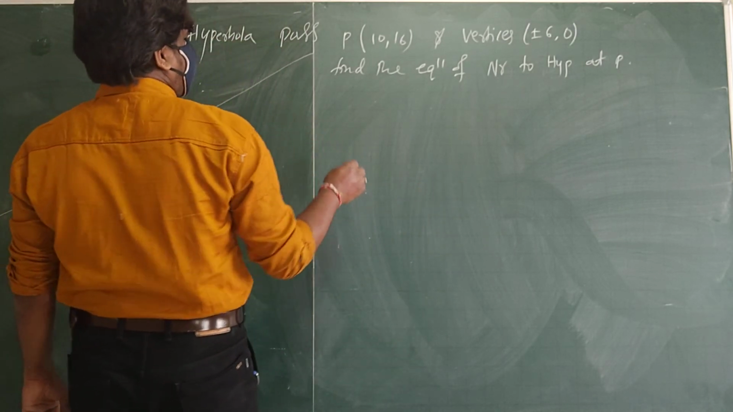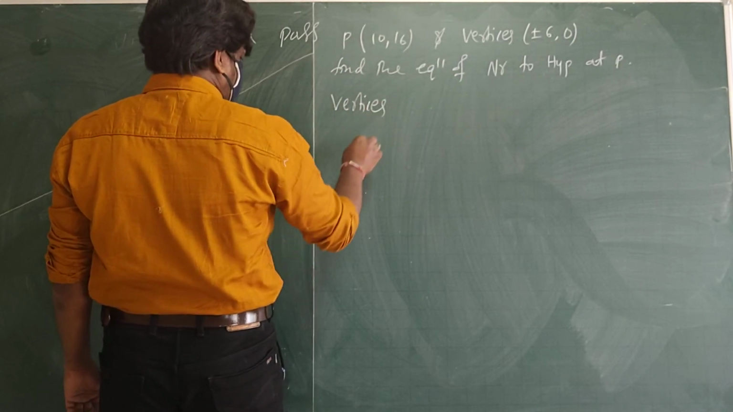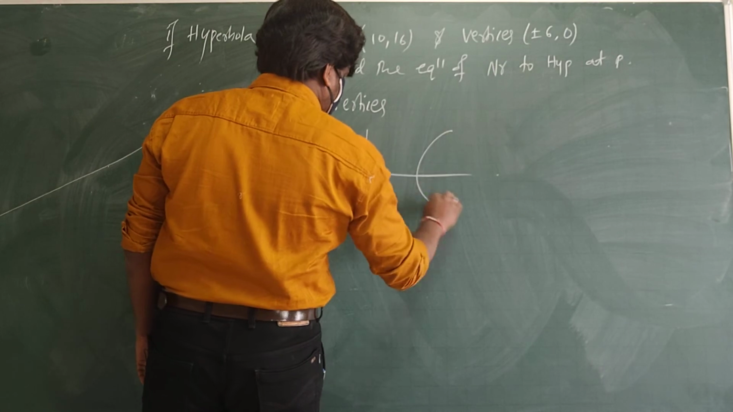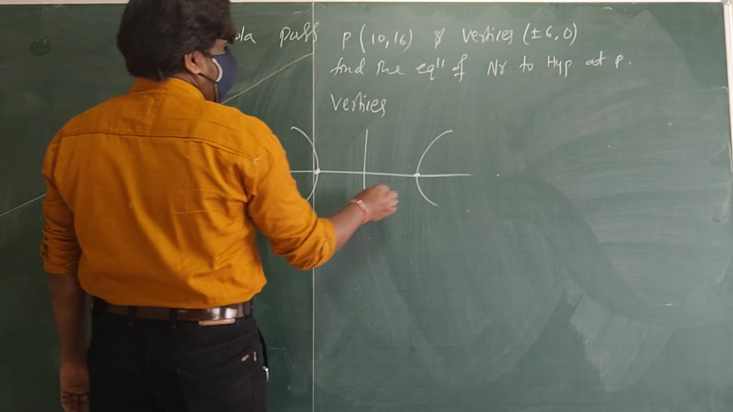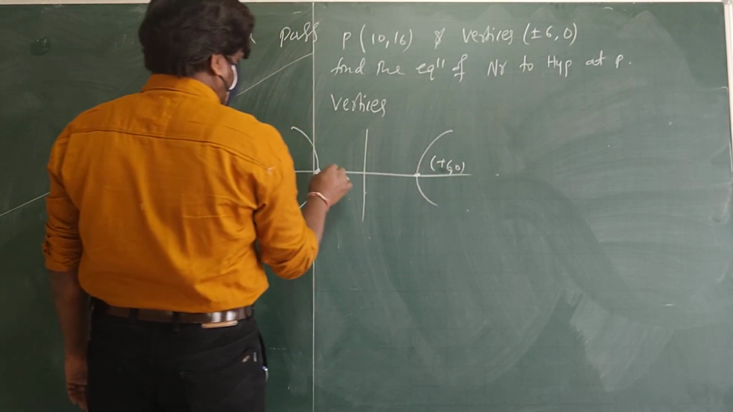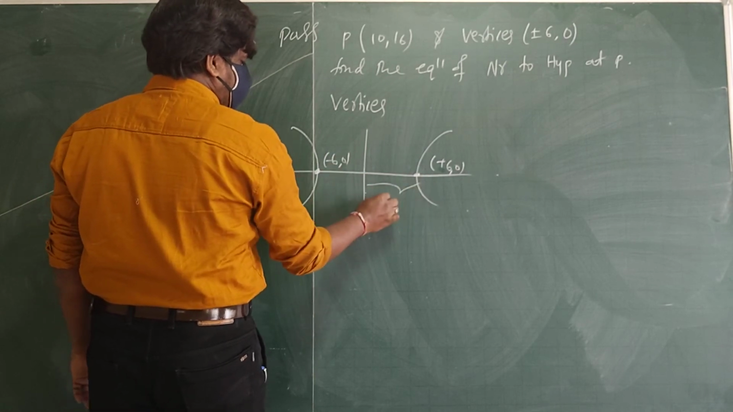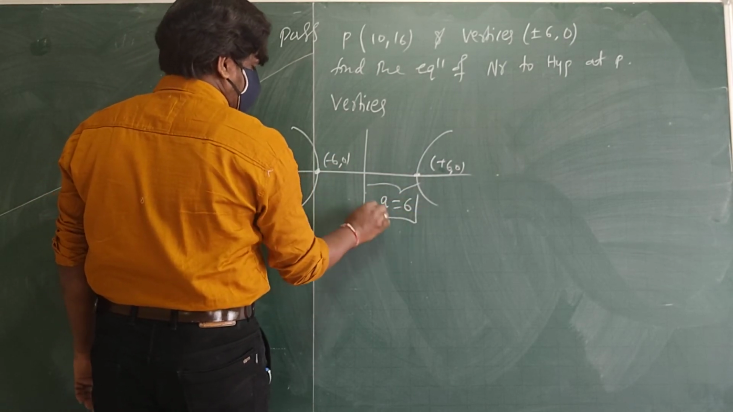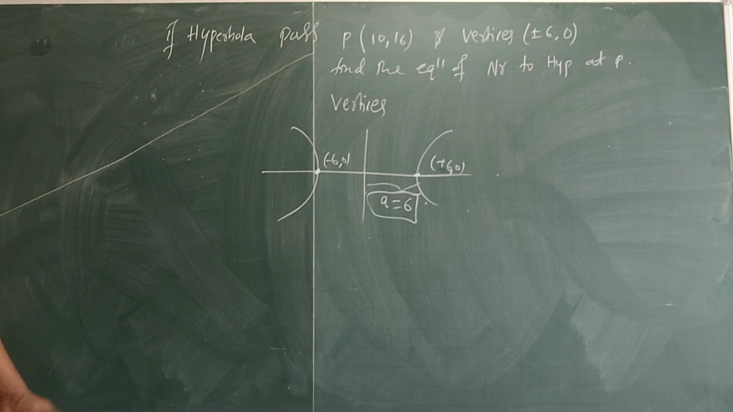See here, vertices given, what is the meaning of this? This is the hyperbola. This will be the vertex, means this point is (6, 0) and this is (-6, 0). This length is called A. It means A is given as 6.